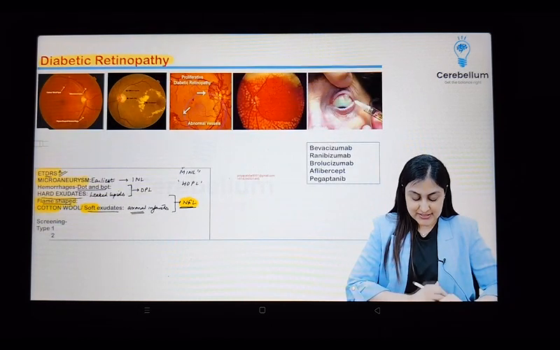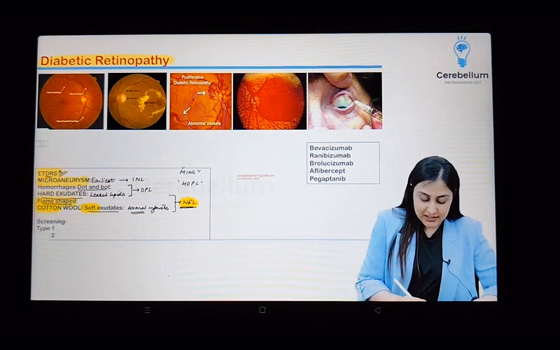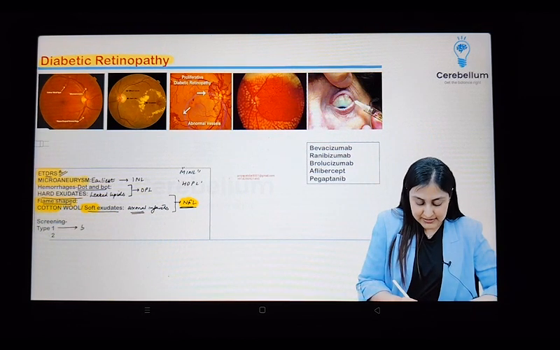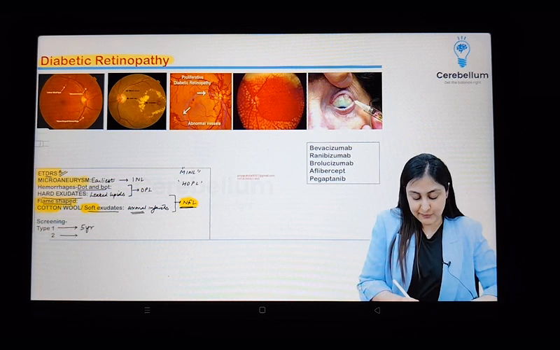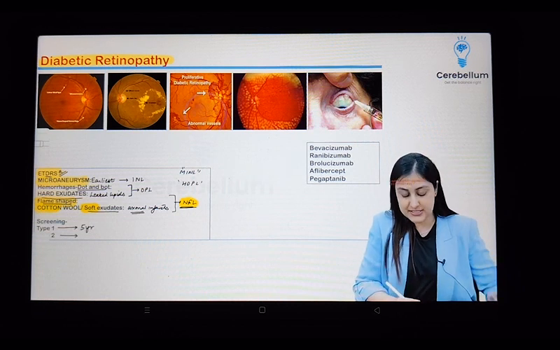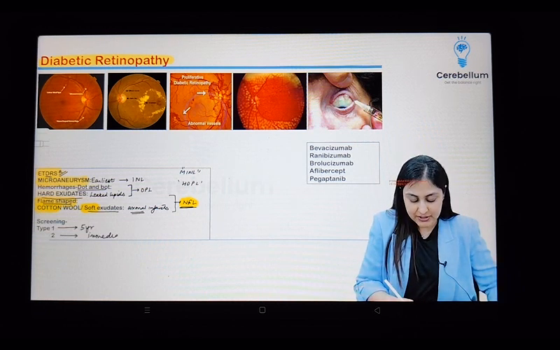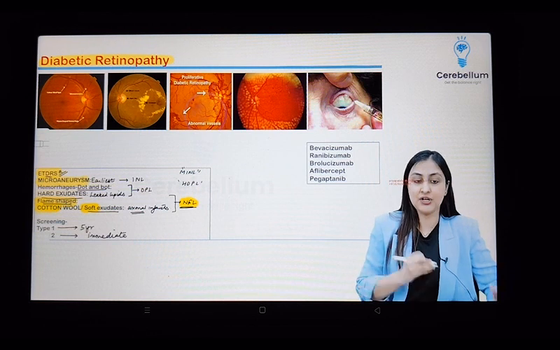Then they ask you questions on the screening. So when do you want to screen for DR? In type 1 diabetes, you want to screen 5 years after the diagnosis, whereas in type 2, you're not sure when the diabetes actually started, so you want to do an immediate screening. Alright, so this is about the screening guidelines for DR.